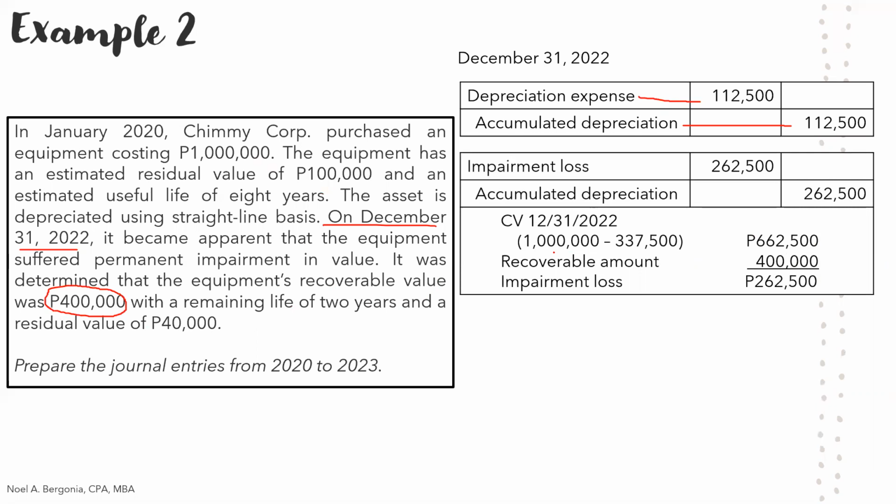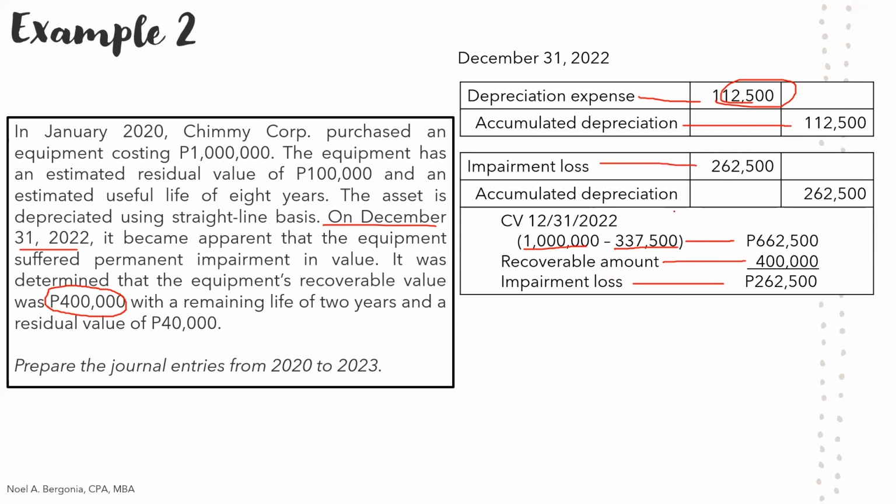So we are now on the third year, right? At 112,500 a year, times 3, the accumulated depreciation is 337,500. Then deduct it from the original cost of 1 million. So the carrying value on December 31, 2022 was 662,500. Okay? So it's higher compared with the recoverable amount of 400,000. That's why we are going to have an impairment loss of 262,500.